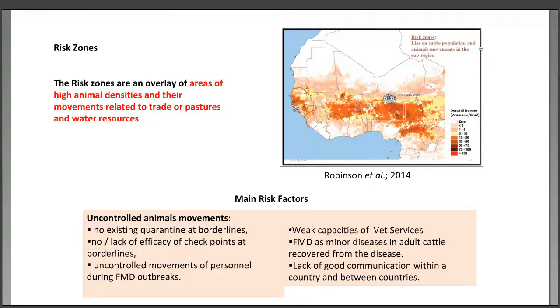In Togo in 2016, it was advocated that maybe the region should have a panel on moving animals across the border, which is something that actually needs to be considered. And you see, uncontrolled movement of personnel during FMD outbreaks, which I said could be a source of fomites in transmitting this disease across the farms. And also we have the weak capacity of our veterinary services.